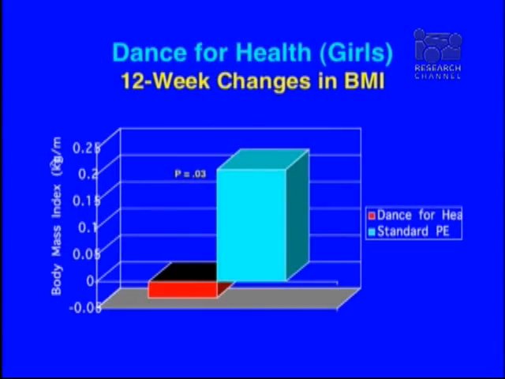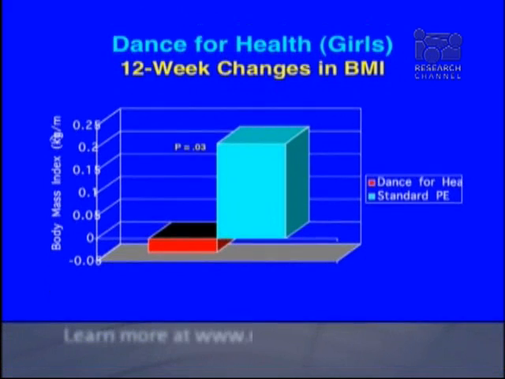But in the girls, we saw pretty dramatic changes over just 3 months, over 12 weeks, in which you can see by the red bar, girls who received the dance program for their PE actually didn't really change their body mass index at all, their body weight relative to their height. But girls who were in the regular PE continued to gain weight at their normal rate. And so we were able to slow that weight gain in girls just by offering a highly motivating activity during PE instead of the regular PE.